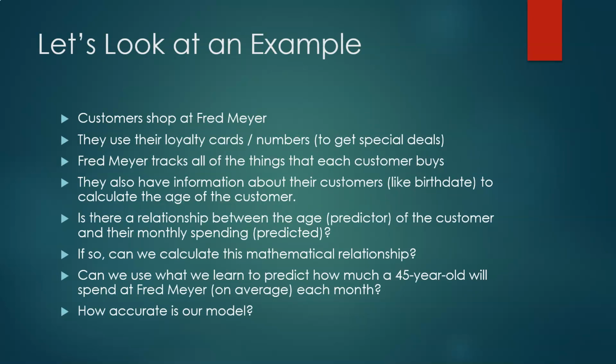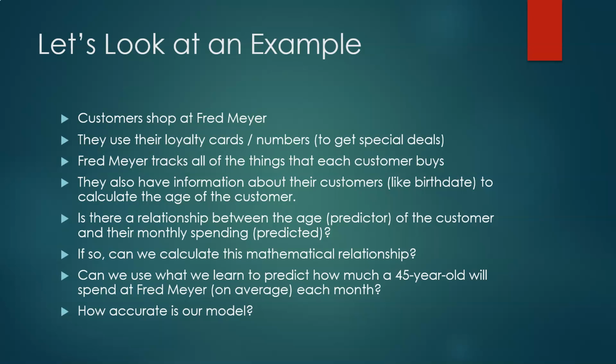So let's look at an example. Imagine you've got customers that shop at Fred Meyer, and they use their loyalty cards or their loyalty numbers to get special deals. As you can well imagine, Fred Meyer tracks all of the things that each customer buys. But they also have information about their customers, like their birth date, and they can use the birth date to calculate the age of the customer. So they might ask, is there a relationship between the age of the customer, which would in this case be the predictor variable, and the money that they'll spend maybe in a week or a month or a year, and that would be the predicted variable.